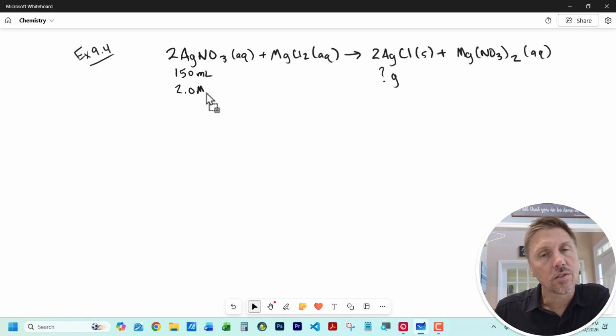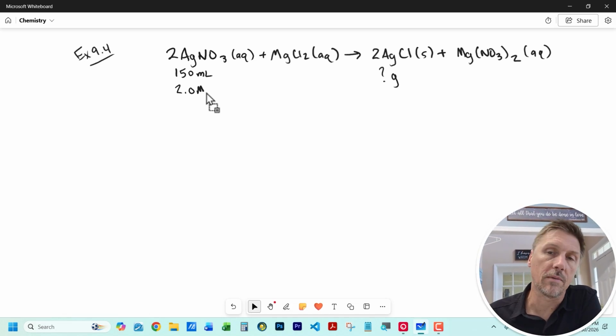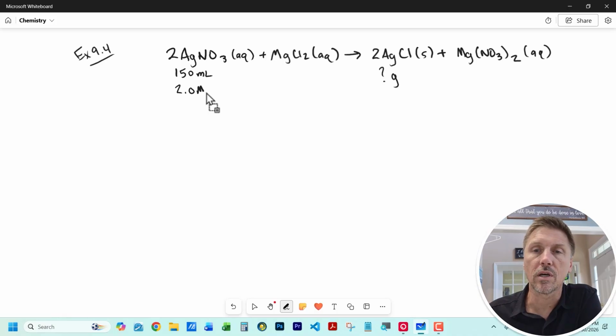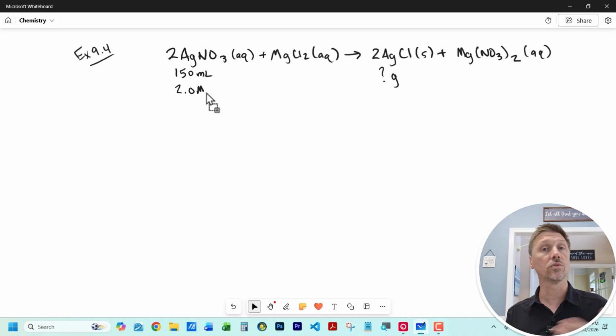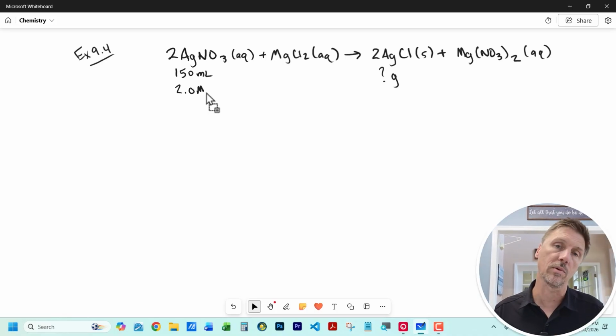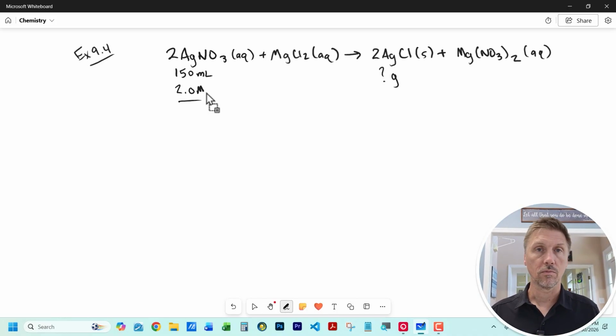All right, so let's think about what we need to do. Before, in previous chapters, whenever we wanted to find the grams of some substance in the chemical equation, they would give us the grams or the moles of one of the other substances in the chemical equation. Well, this time they didn't do that. Instead, they gave us the concentration, which is this molarity value here, and the volume of this AgNO3 solution.